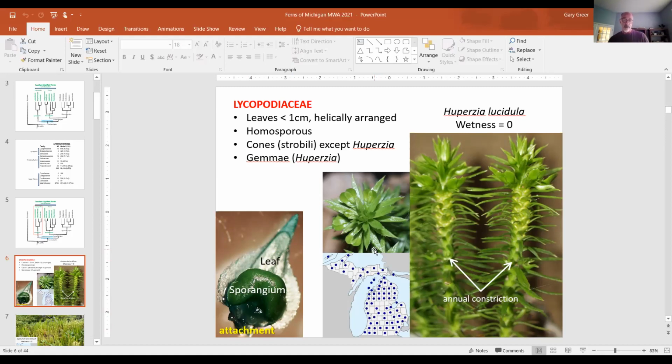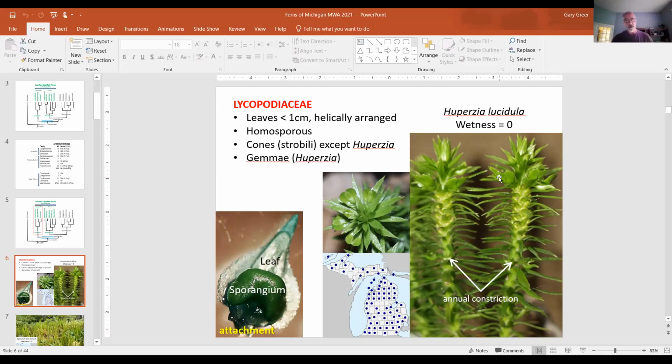Huperzia can also reproduce through gemmae, that is asexually. And here you're looking down on one of these shoots. You can see a gemma right here. This one has sort of a 3-parted affair. You can see another one here. There's another one right here, and last another one there. You can see them laterally near the tip of the picture on the right.